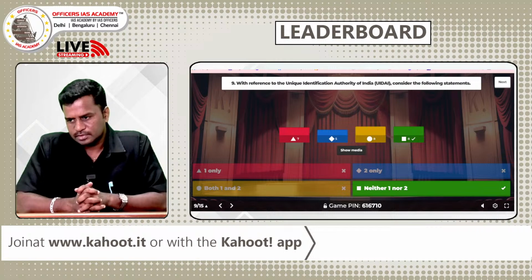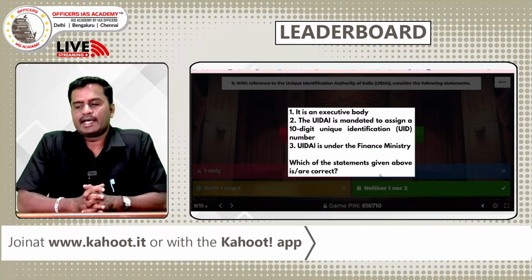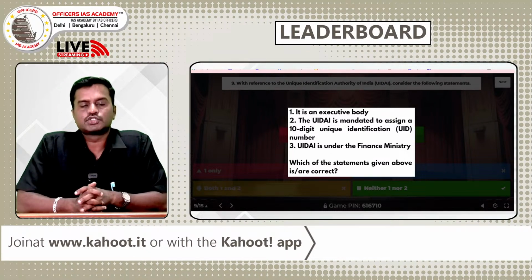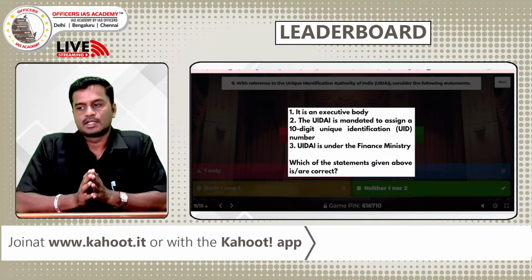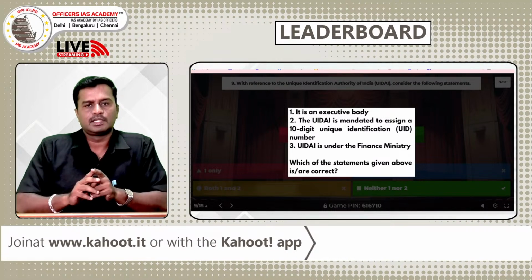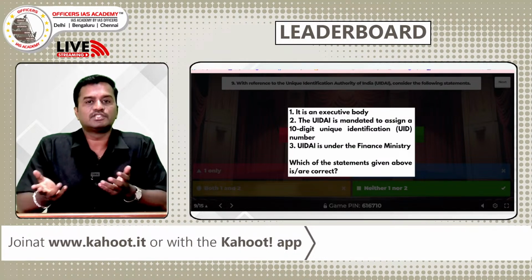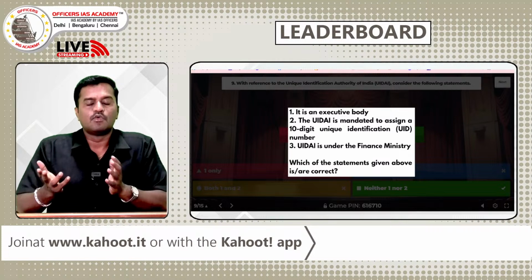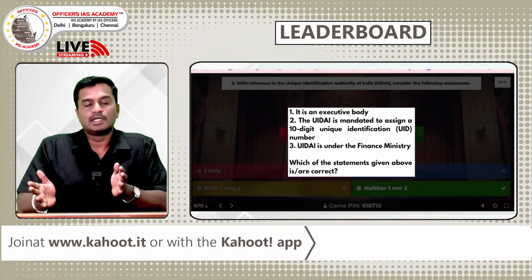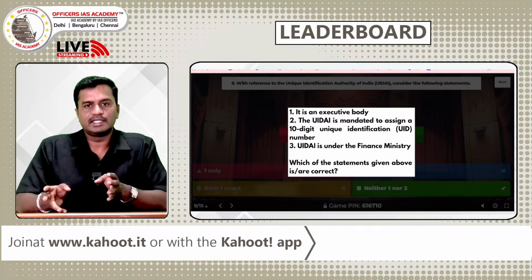Let's go back to the options. The UIDAI is actually a statutory body. A statutory body is a body which came into existence based on a law. So statement 1 is incorrect. It is not an executive body, it is a statutory body. Executive bodies are bodies established by the government not through legislations but through executive order. For example, the erstwhile Planning Commission was an example of an executive body. The National Development Council, NDC, is an example of an executive body.